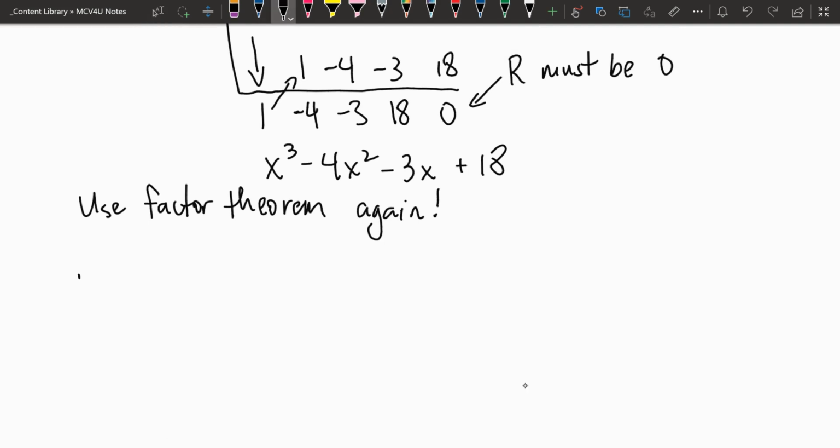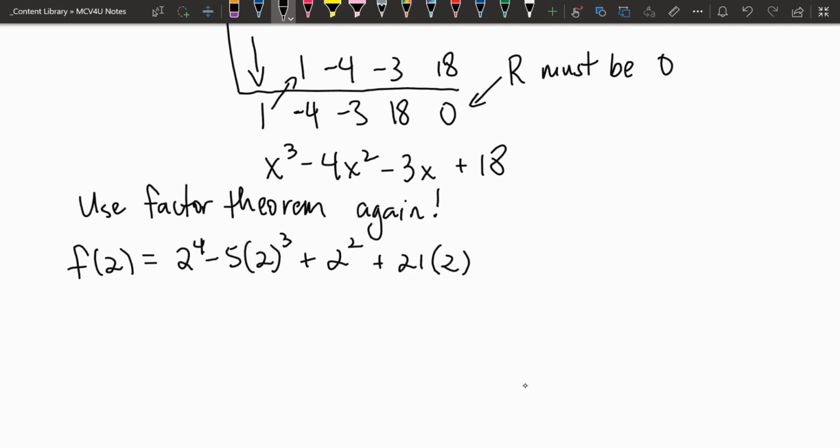We could try 2, right? F of 2. Okay, if I tried 2, is that another factor of f of x? I'm talking about the original f of x. So, right, so we do 2 to the power 4 minus 5 times 2 cubed plus 2 squared plus 21 times 2 minus 18. Nah, that's not equal to 0, okay?